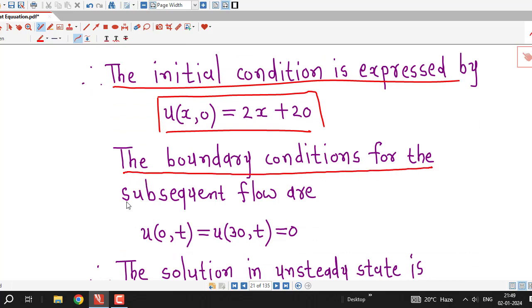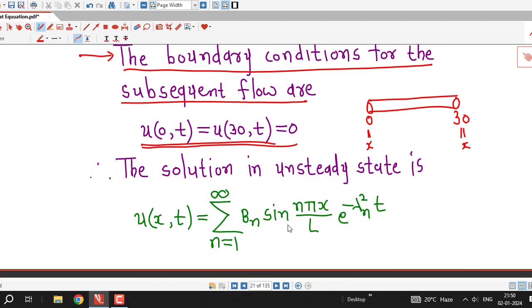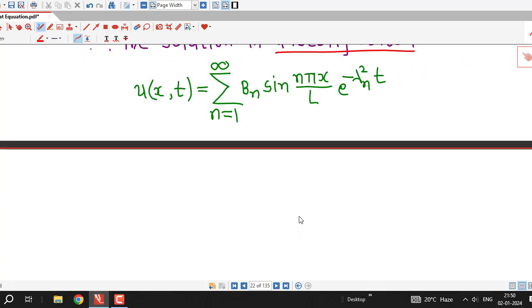They have given the boundary conditions for unsteady state: temperature is 0 at both the ends. The length of the metal rod is 30, so at this point x is 30 and at this point x is 0. They have given that after the temperature change they are considering temperature as 0 at both the endpoints. And now we know that the solution of this problem in unsteady state is given by this formula, and now we find out lambda n and Bn.